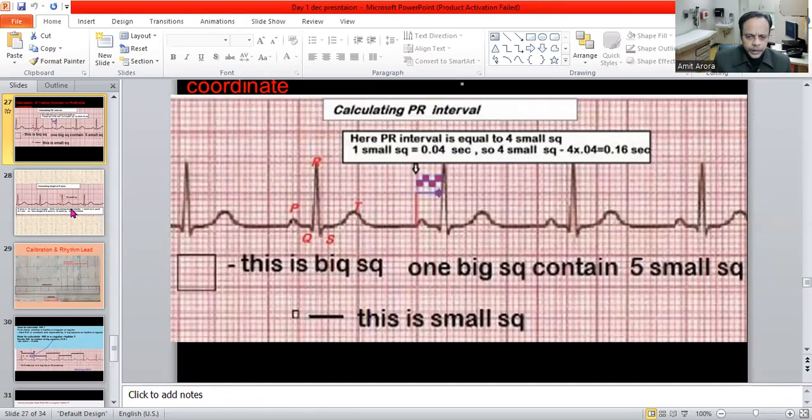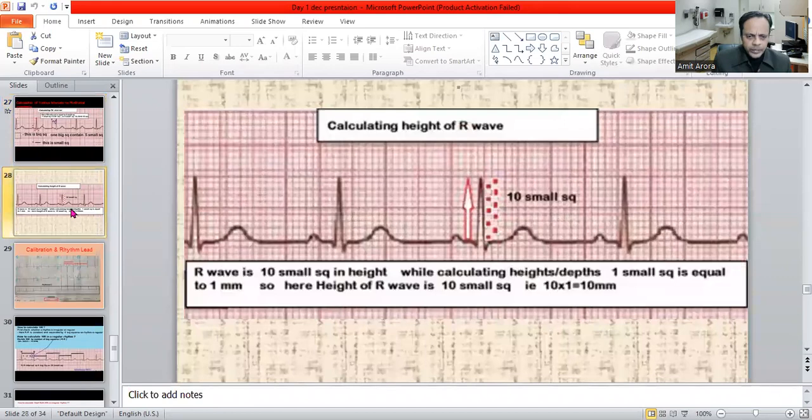So remember, similarly, when you have to calculate the height, I have told you that one small square is equal to 1 millimeter. So as we calculate here, very carefully, I have calculated and even marked small squares, and they are around 10. So we can say the height of the R wave is 10 multiplied by 1, because one small square is equal to 1 millimeter.